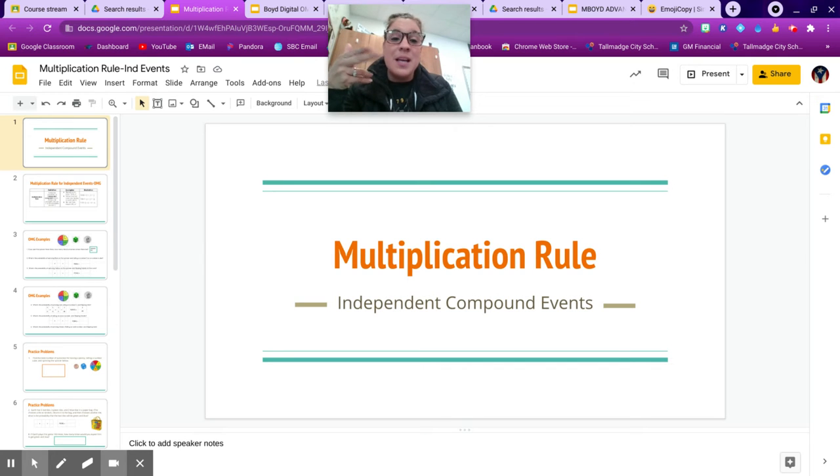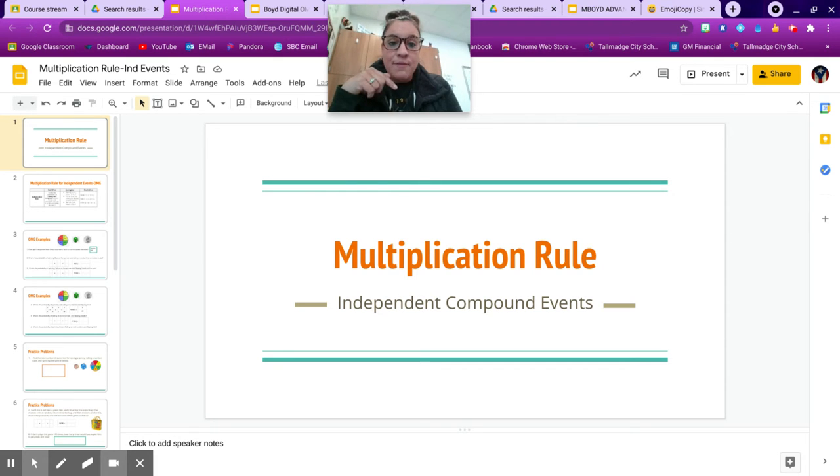However, they do take up a lot of time. They sometimes take up a lot of space. You have to draw them all out or write out all the outcomes. You guys have been complaining about writing all the outcomes. So the multiplication rule is what you guys have been waiting for. This is an easier way to find the probability of independent compound events.